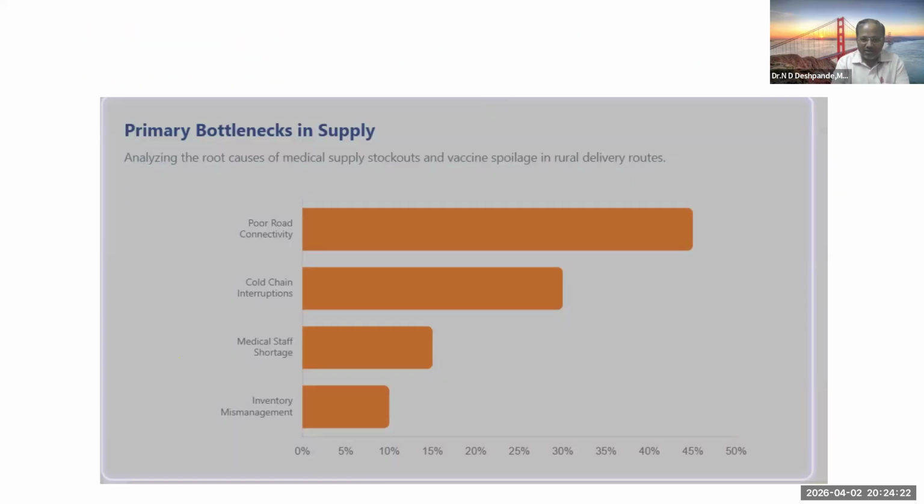Now, there could be some challenges which people may face in some regions. Poor road connectivity is one bottleneck. Another problem is cold chain interruptions, as we were taught last class. Medical staff shortages are there in certain areas. Then there is mismanagement of inventory in various districts. These are some of the bottlenecks in supplies. And this is about vaccine spoilage, and if it is not maintained ethically and information is not maintained within EHR and all those things, then this may act as a disadvantage.